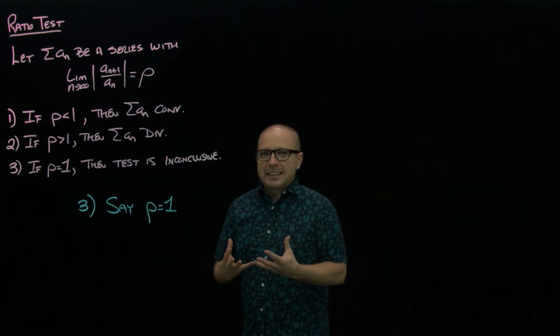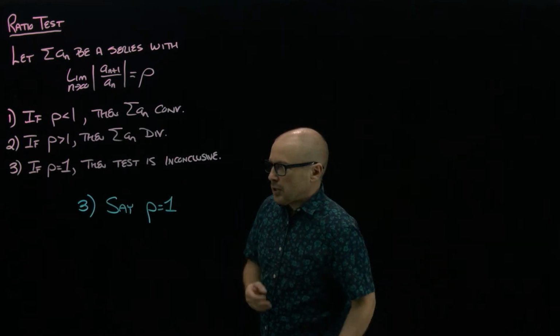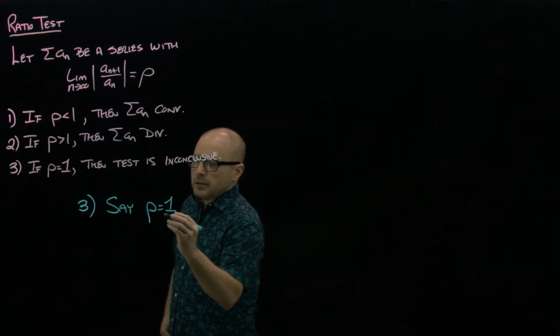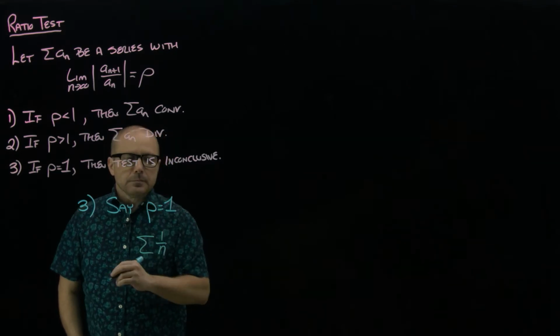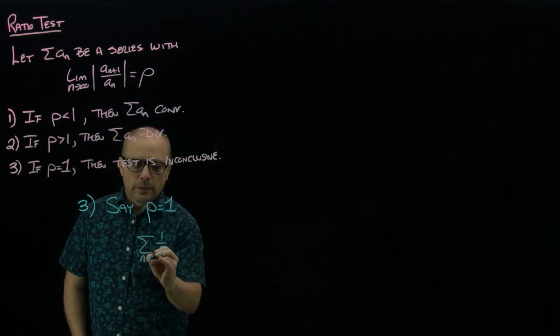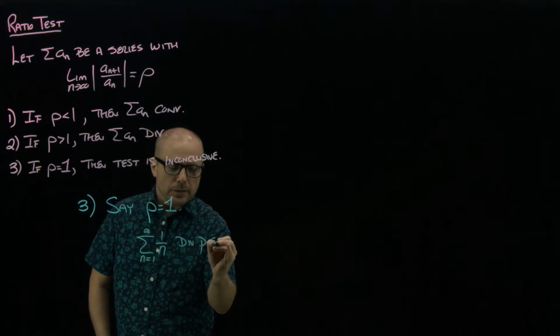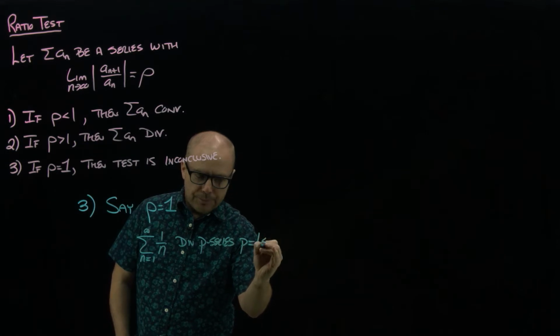And the perfect thing to show that with is a p-series. And there's a good reason for that. So imagine the p-series 1 over n. So we know that's a divergent p-series. p is 1, which is less than or equal to 1.